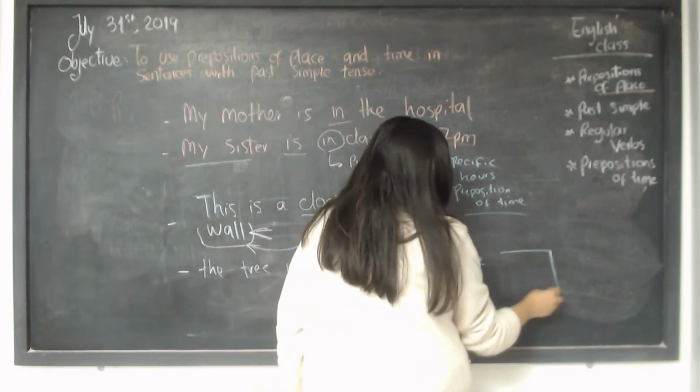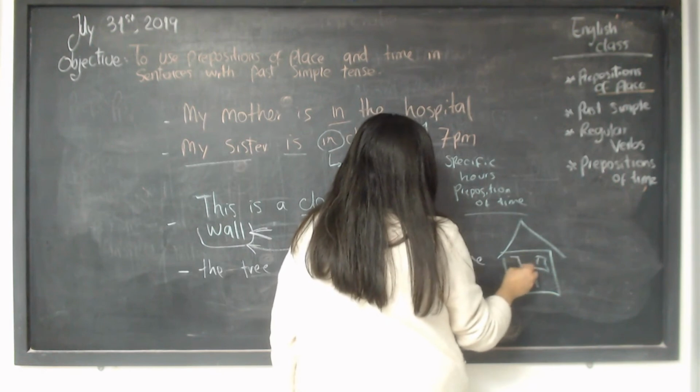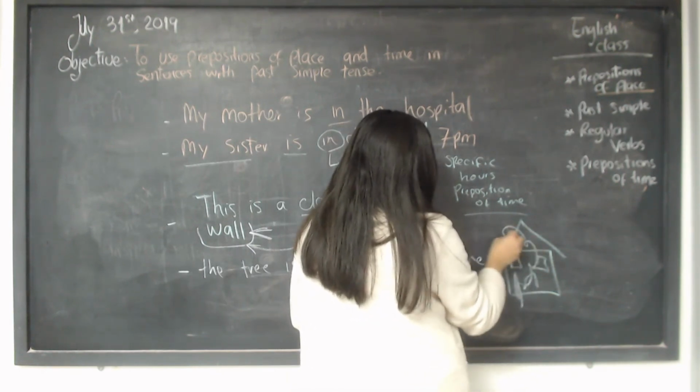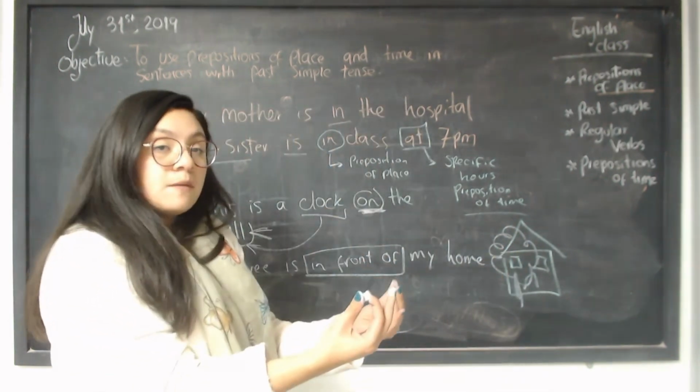So, this is my home. I'm sorry, it's ugly. Como feita mi casa, but it doesn't matter. And the tree is in front of my house. I have a tree in front of my home. Okay.